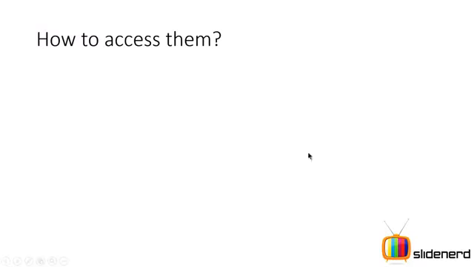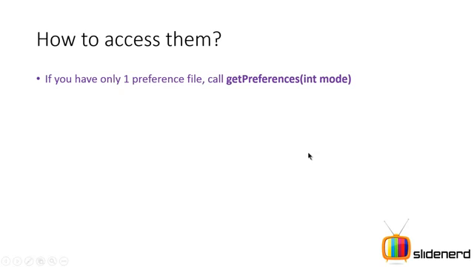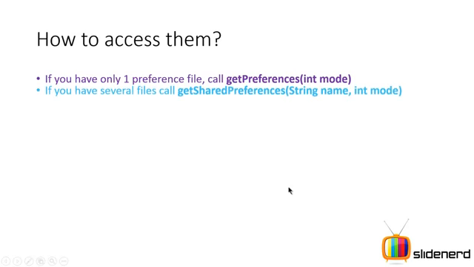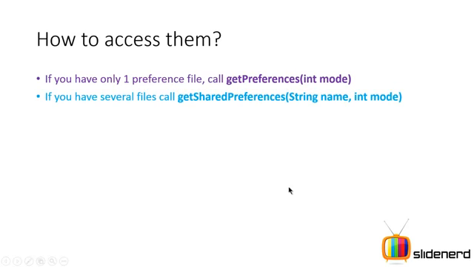Now let's see what can be done with shared preferences further. So the next question is how to access them. Your app can have a single preference file where you can store everything. In that case, call getPreferences with the int mode. Or you can have several files that belong to your app. In that case, call getSharedPreferences with the name of the file and the int mode.